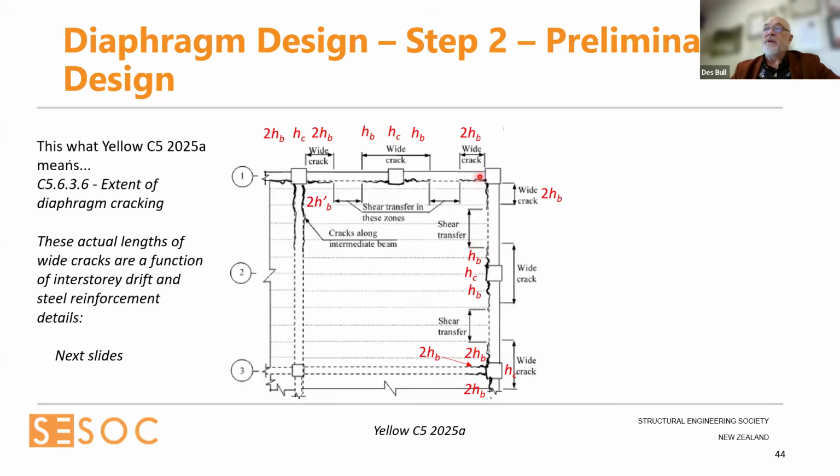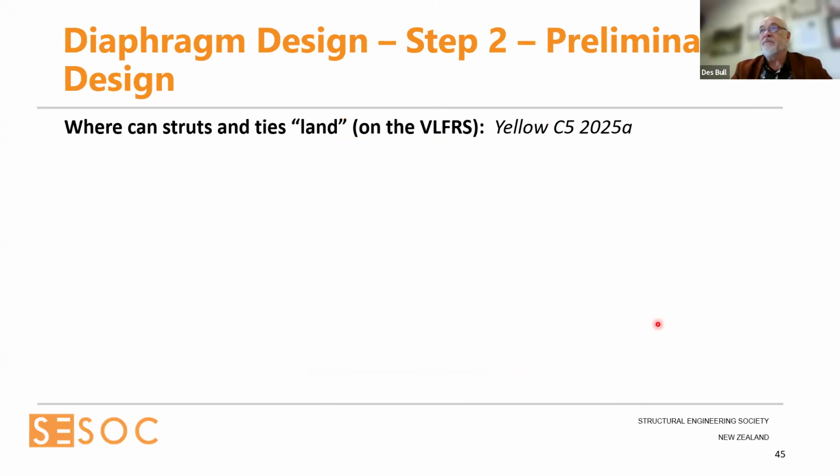Similarly here, this column and this beam pushes this column out, so that's 2 HB. This beam here pushes this column away from the building, so that crack is 2 HB. Where you do not have a beam pushing the column out of the building, the crack is just HB, half of that. That's what that paragraph says on the previous page.